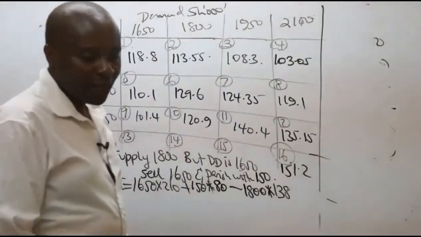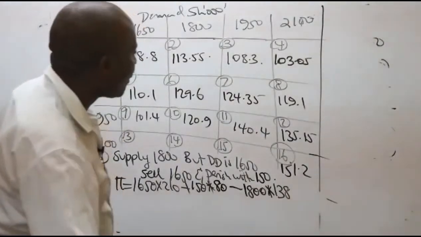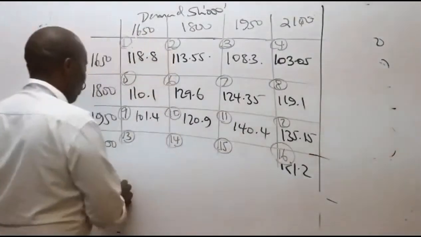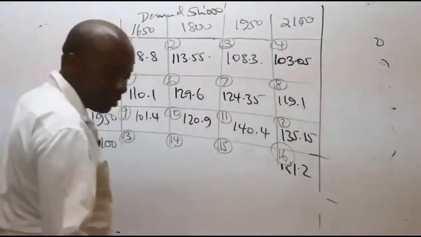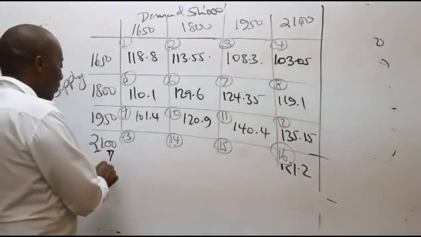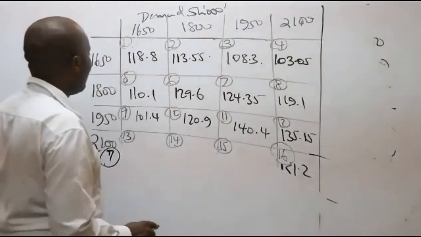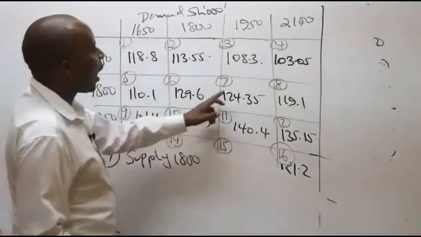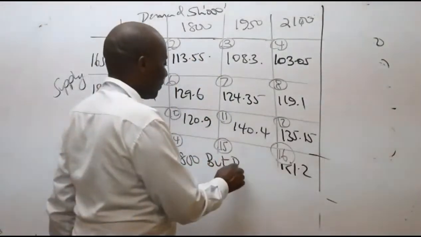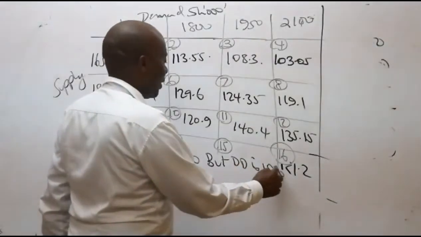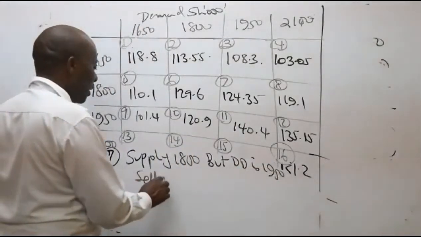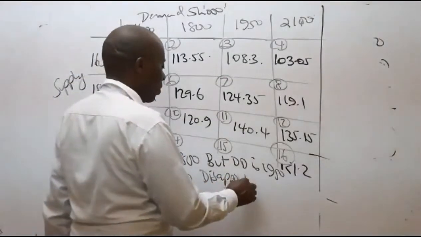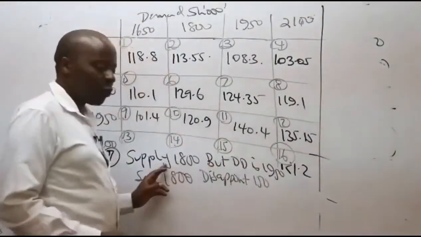So in this case here, Omar wants us to do cell number 7. So for cell number 7, what do we have here? Ladies and gentlemen, for cell number 7, I can see the supply is 1800, but demand is 1950. So in this case here, I'm going to sell the lower, sell 1800. Here it's about disappointments. Disappoint 150, the difference between the two.